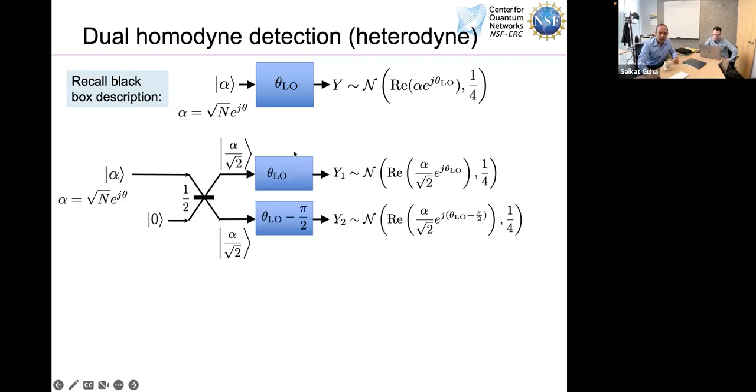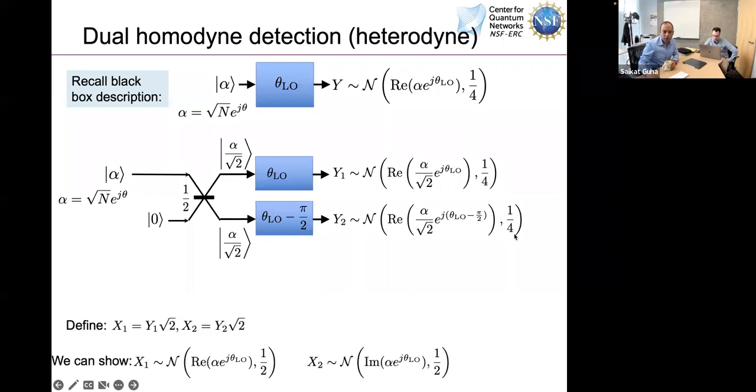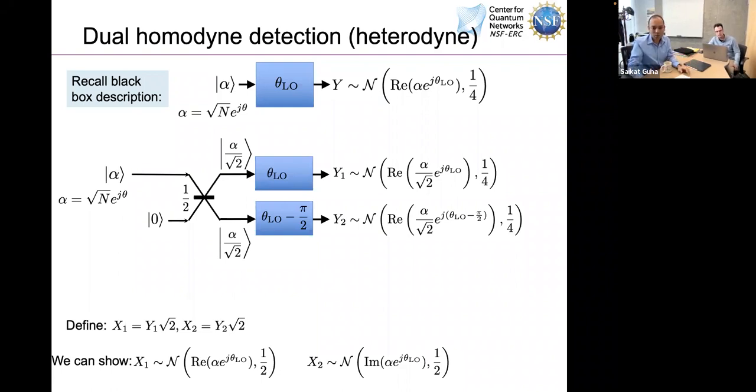Now, of course, you get these 2 outputs with the 1 over 4 variance. But if you scale the 2 outputs such that the mean of the Gaussian random variable is actually the amplitude alpha, its real component or its imaginary component, then the variance becomes 1/2. Because of this square root of 2, you have to multiply the variance by 2. So this 1 over 4 becomes 1 over 2. So the lesson learned is that when you do heterodyne detection, you get to measure 2 quadratures simultaneously, but the price you pay is that you have twice as much noise in each of the outputs.